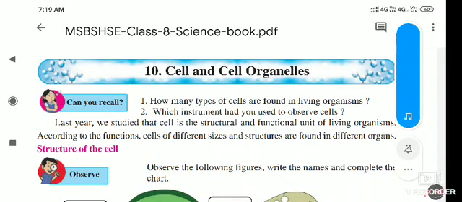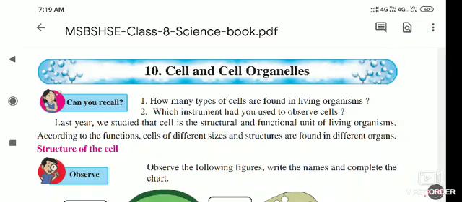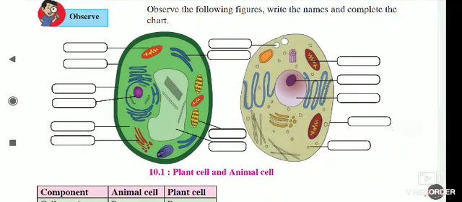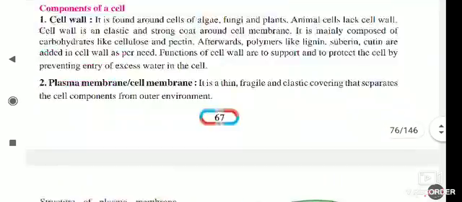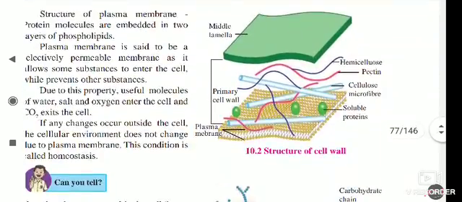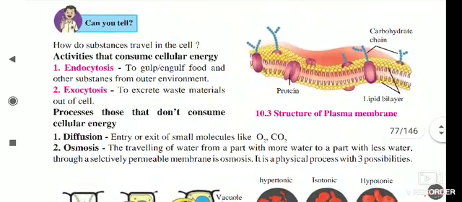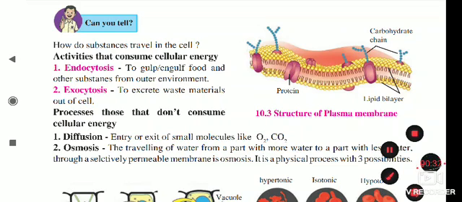Yesterday we started lesson number 10, cell and cell organelles. Then we saw the names of the organelles of the cell and where they are present, which organelles are present in plant cells and in animal cells. And today we will see the activities that consume cellular energy.